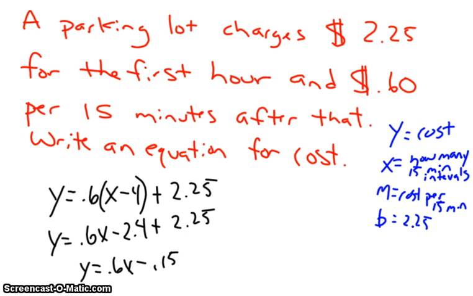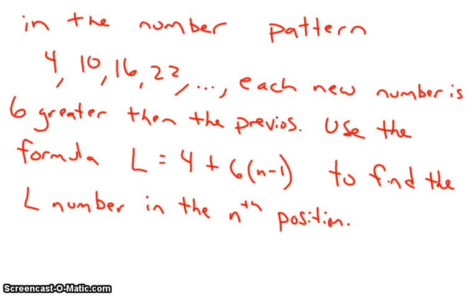Now I can go ahead and find out how much it would cost me no matter how many hours I stayed there. If I was there for 3 hours, and there's 4 15-minute intervals in an hour, I would just say 0.6 times 12 minus the 15 cents. Oops, I should have done that on that spot that I made.